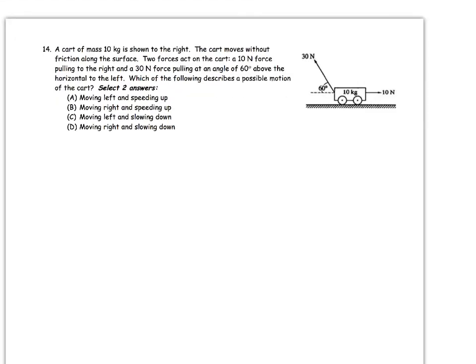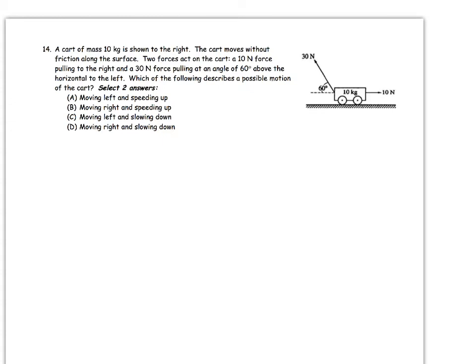Next one, we have a cart with a mass of 10 kilograms moving without friction along this surface shown, and there's two forces acting on the cart. We have one force going to the right with 10 newtons and another going up at an angle here with 30. And we want to know which of the following describes the possible motion of the cart.